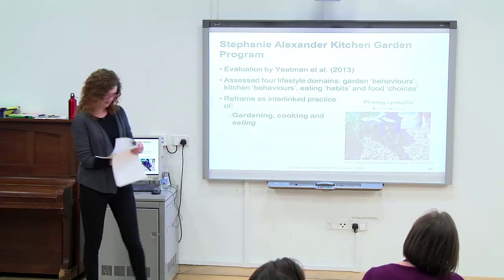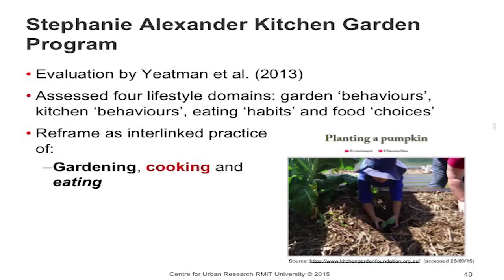There's been a number of evaluations, but the one I was drawing on was by Yeatman et al. from the University of Wollongong in New South Wales. And they did student and parent surveys, which contributed to quantitatively assessing 4 lifestyle domains: garden lifestyle behaviours, kitchen lifestyle behaviours, eating habits and food choices. I think this could be more usefully reframed as studying or intervening in the linked practices or bundle or complex of gardening, cooking and eating.